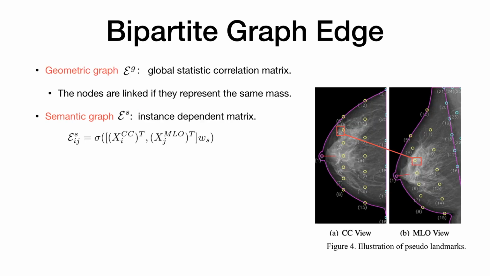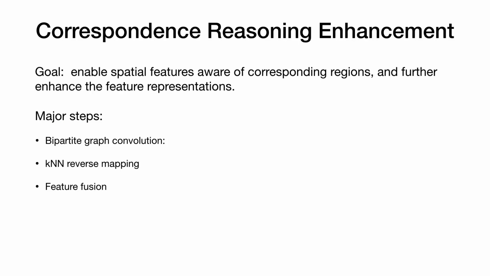Geometric graph is a global statistic correlation matrix. To obtain the geometric graph, we link the nodes if they represent the same mass. Semantic graph is an instance-dependent matrix obtained by the following equation.